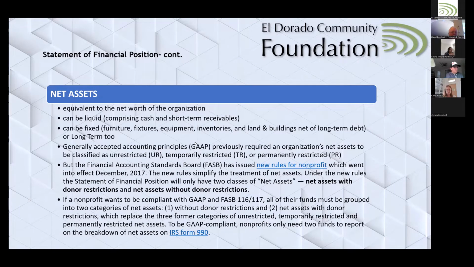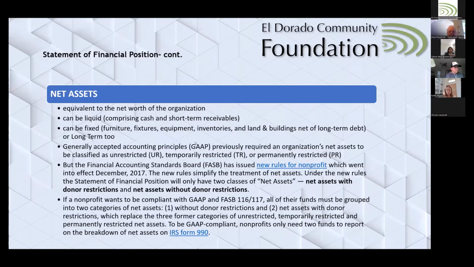So net assets are equivalent to the net worth of the organization. They can be liquid, comprising of short-term receivables, cash, etc. They can be fixed: furniture, equipment, inventories, land and buildings, net of long-term debt if you have any mortgages on them, etc. They can be general. So GAAP is something that most accountants follow.